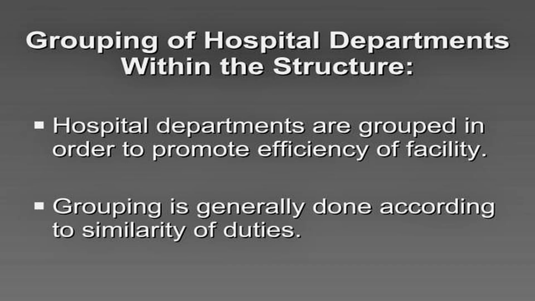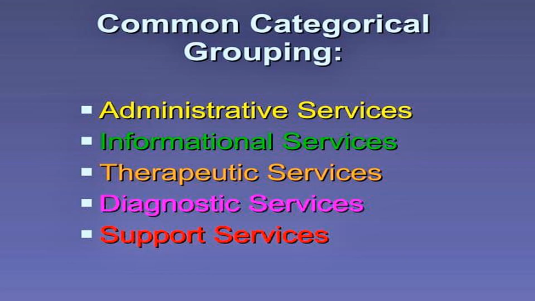If any patient comes to you and wants to diagnose something, for diagnostic purposes there should be some machines. If there are no certain facilities, they won't come again. So if they are coming to our hospital, we are definitely supposed to provide all the facilities. Common categorical grouping comes as administrative services, informational services, therapeutic services, diagnostic services and support services.